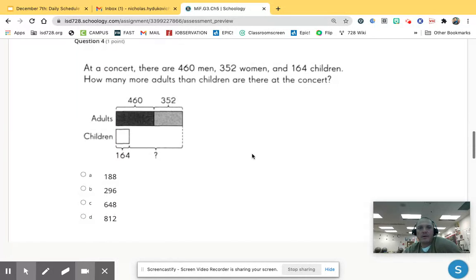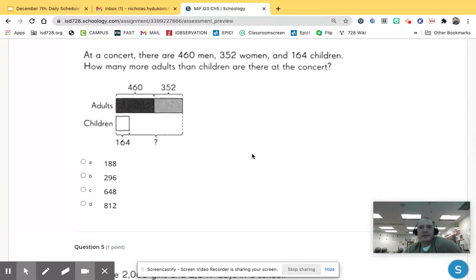Question number 4. At a concert, there are 460 men, 352 women, and 164 children. How many more adults than children are there at the concert? So you can see the bar is up here for the adults, and the missing piece here is where you're going to find your answer. But again, you have to solve both parts of the problem in order to get there. So you should have a part A and a part B to come up with your final answer.